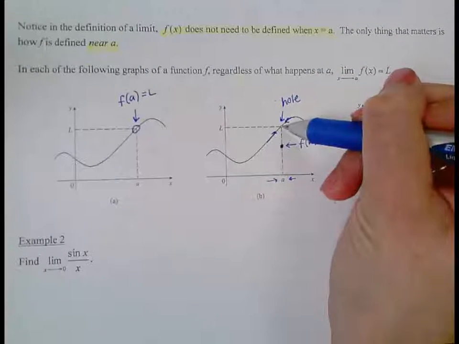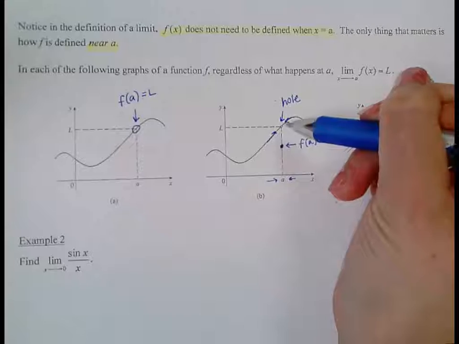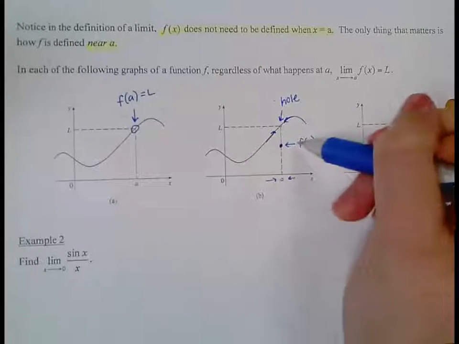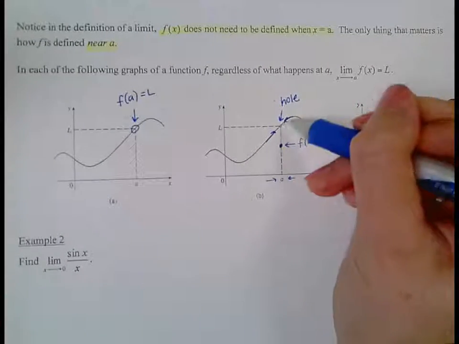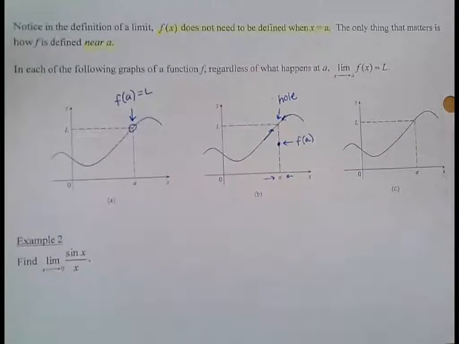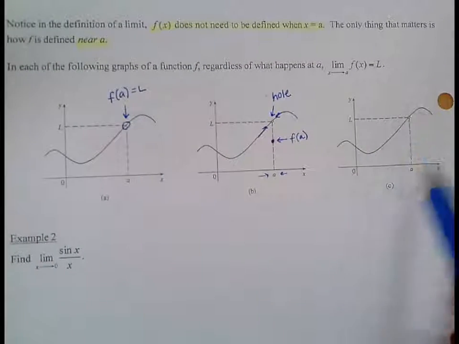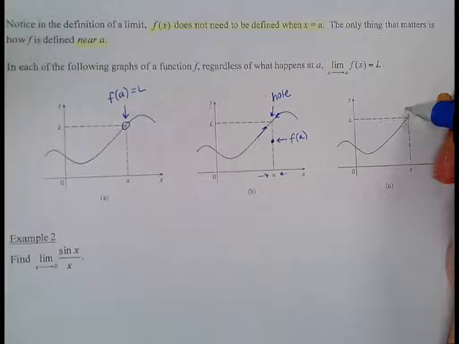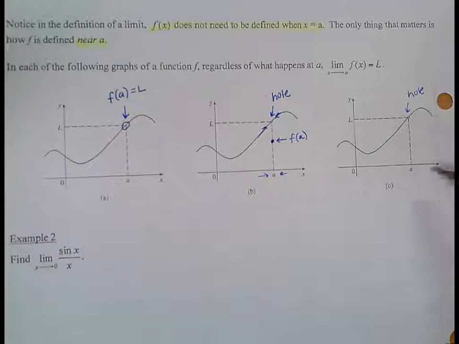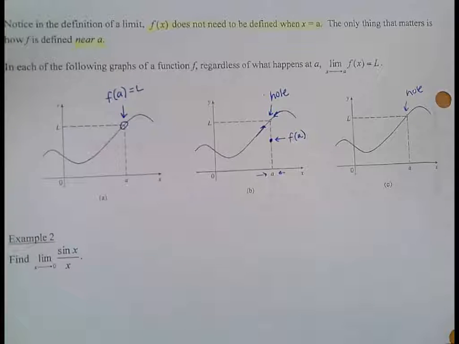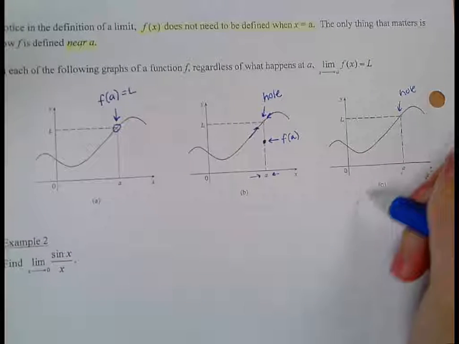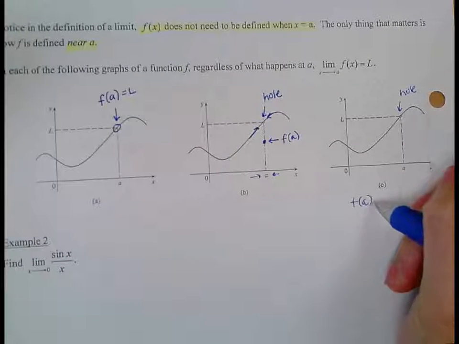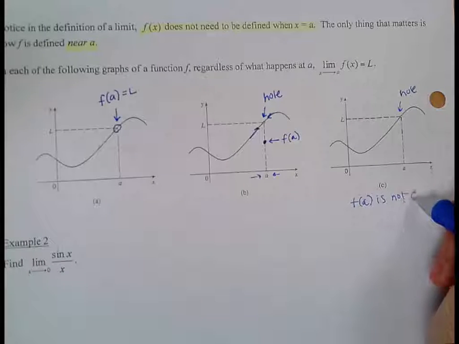Even though the y value is never equal to L, it still approaches it. So that's why this is saying this limit is the same as this one, even though the function values at A are different. And then in this graph, this again is a hole, and notice f of A doesn't even exist. So f of A for graph C is not defined.